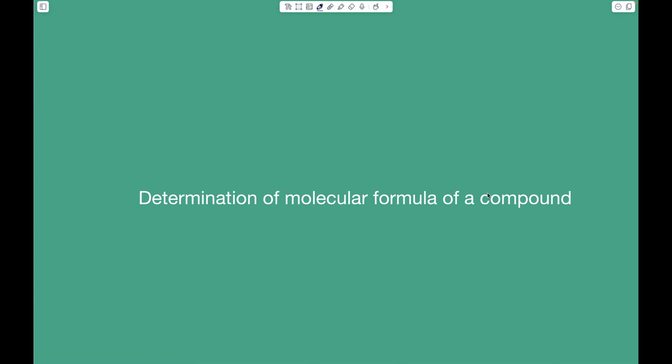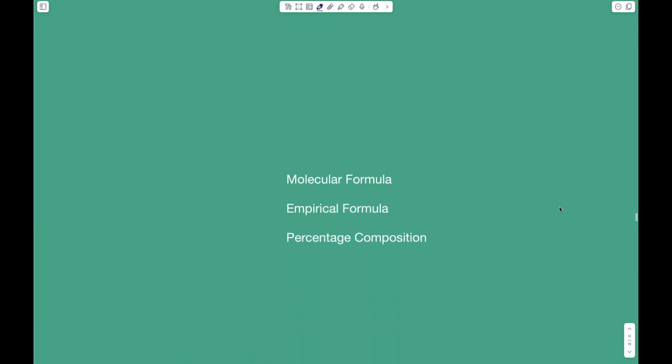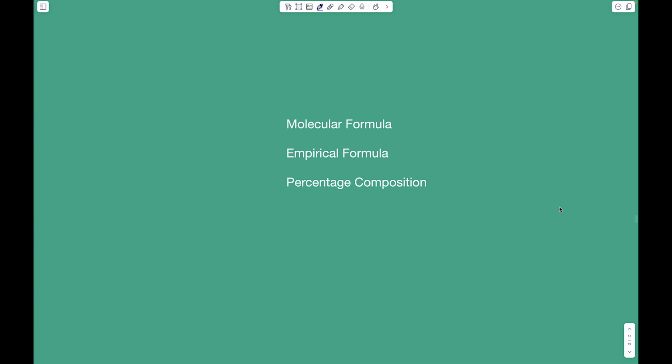Now, how do we determine the molecular formula of a compound? Suppose we are given an unknown compound and we are asked to find out its molecular formula. How do we find it out? In the earlier videos in this series, we understood how to calculate the percentage composition given the molecular formula of a compound.